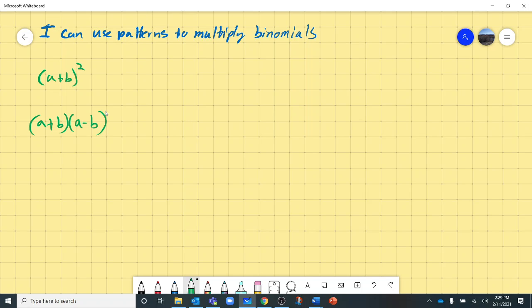When we're multiplying polynomials, we have some patterns or special cases. We're still multiplying things just like we would before, except that we can memorize a couple of things just to make it a little bit easier and faster for us. So if we have something multiplied by itself, like a plus b to the second power, we could write that out as a plus b times a plus b.